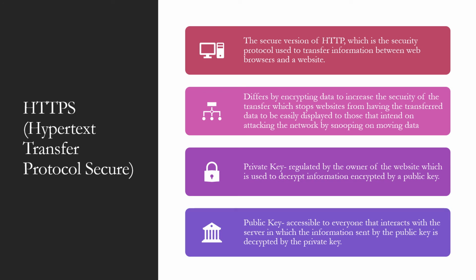And within HTTPS, there are two keys that are used to secure the data. There's a private key and a public key. The private key is controlled by the owner of the website and is kept private from the public. This key lives on the web server and is used to decrypt the information encrypted by the public key. And the public key is available to everybody who wants to interact with the server or the website in a secure way. The information encrypted by the public key can only be decrypted by the private key, which is held by the owner of the website.